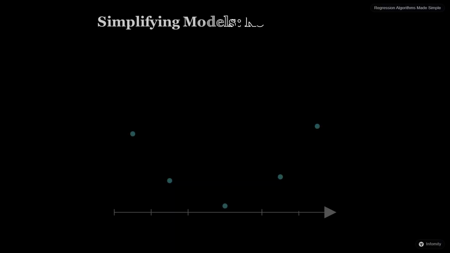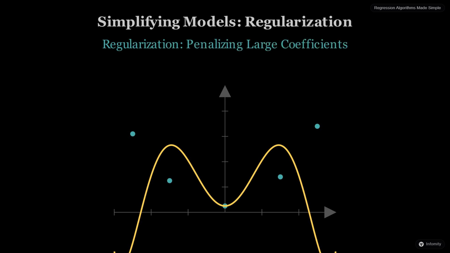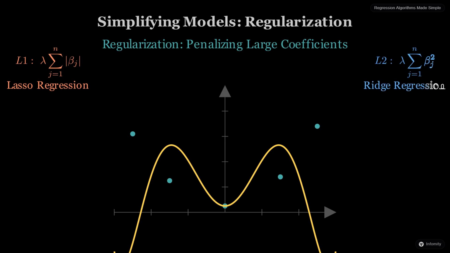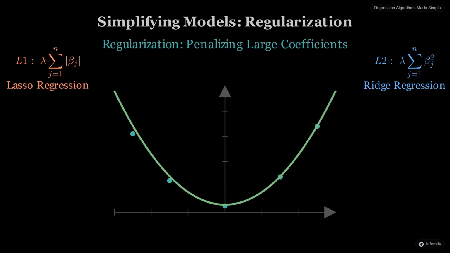To combat overfitting, especially in models with many features or high-degree polynomials, we use techniques called regularization. Regularization adds a penalty term to our cost function, discouraging the model from assigning excessively large coefficients to features. L1 regularization, also known as lasso, adds the sum of the absolute values of the coefficients as a penalty. L2 regularization, or ridge, adds the sum of the squared values of the coefficients. Both methods help simplify the model, making it more robust and improving its ability to generalize to new data.